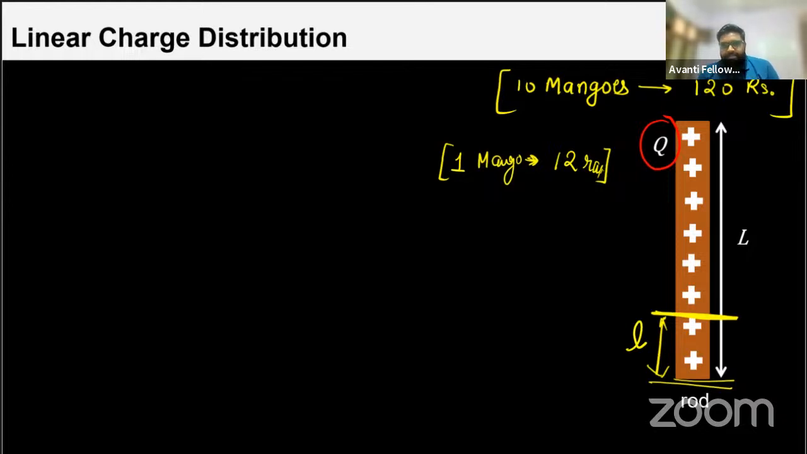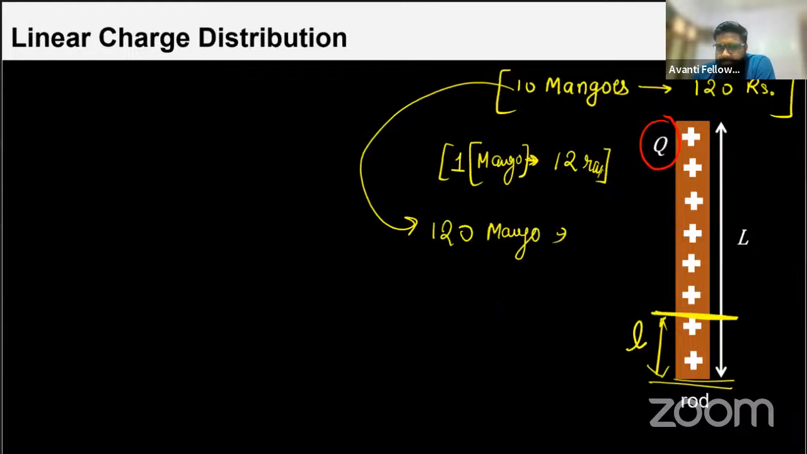So in the same way, if you want to know the price of one mango, then it is easy to calculate for whatever the number of mangoes is. What is the price of 120 mangoes then? Tell me. If one mango costs 12 rupees, what is the price of 120 mangoes? Very good. Come on. Answer. Every one of you.